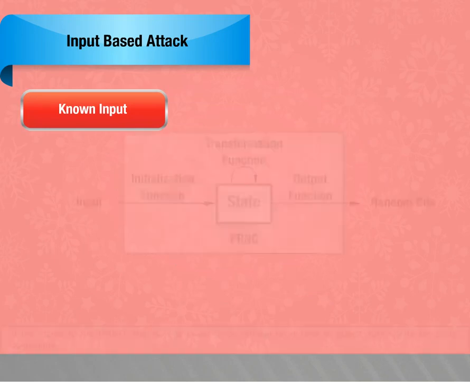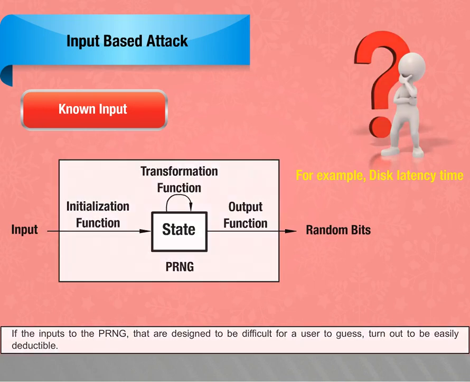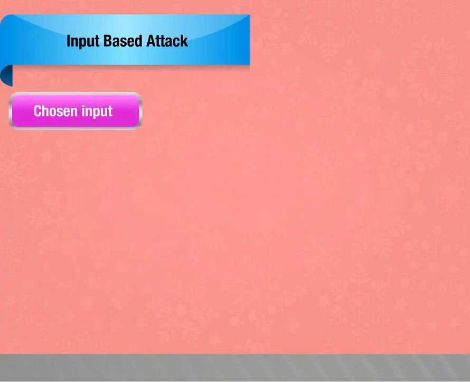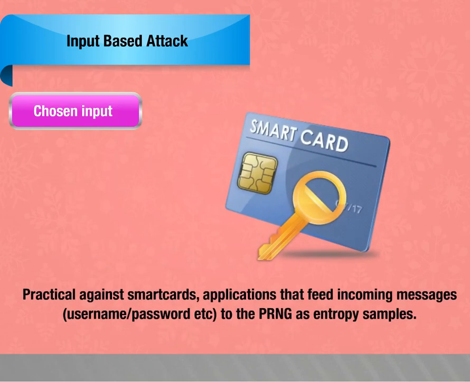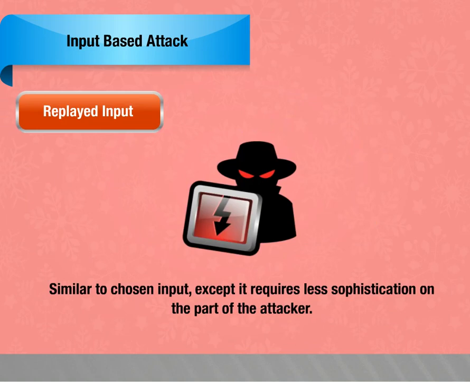Known input. The inputs to the PRNG that are designed to be difficult for a user to guess may turn out to be easily deducible, for example, disk latency time. When the user is accessing a network disk, the attacker can observe the latency time. Chosen input. Practical against smart cards, and applications that feed incoming messages, that is username or password etc., to the PRNG as entropy samples. Relayed input. Similar to chosen input, except it requires less sophistication on the part of the attacker.